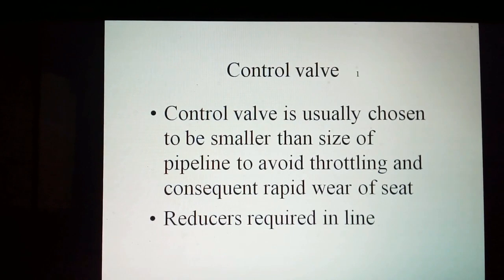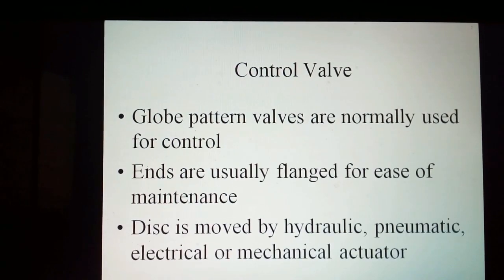The size of the control valve is usually chosen to be smaller than the size of the pipeline to avoid throttling and consequent rapid wear of the seat. Reducers are required in the pipeline. Globe pattern valves are normally used for control, and their ends are usually flanged for ease of maintenance. The disc is moved by hydraulic, pneumatic, electrical or mechanical actuator.